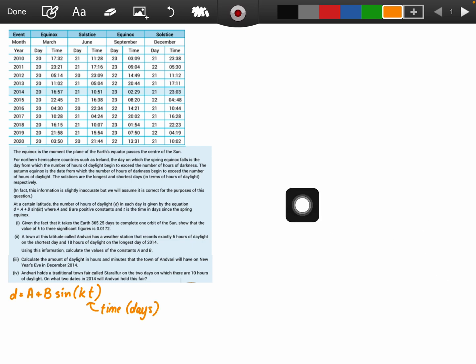Now, spring equinox, let's look at our table. I have equinox here and equinox here. One is in March, one is in September. Obviously, the one in March is the spring one. The one in September is the autumn one. So the spring equinox for us, here in 2014 is what we're looking at in this question, is the 20th of March. So time in days since the spring equinox means since the 20th of March.